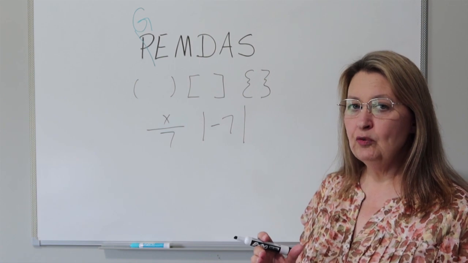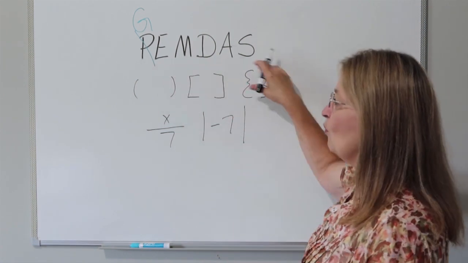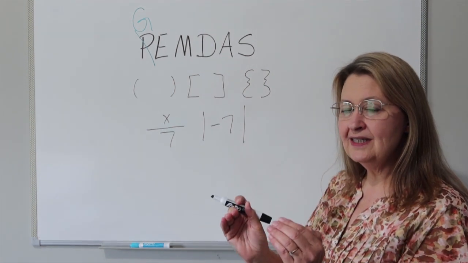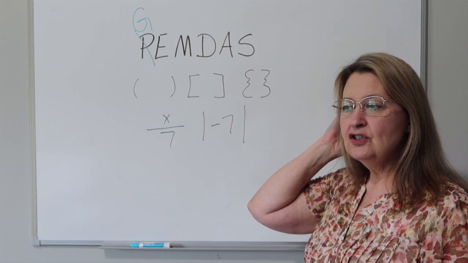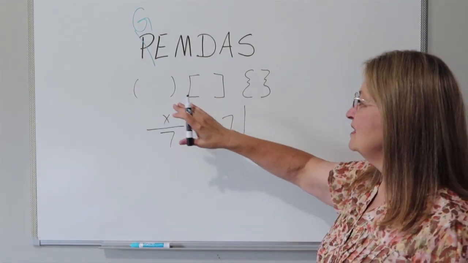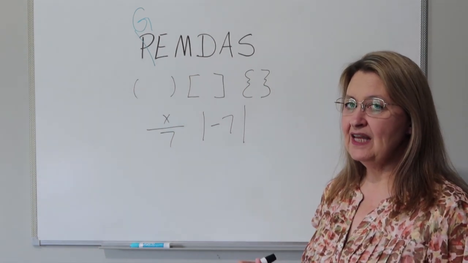Now within the grouping symbol, like within the parentheses, you're going to perform these in this order. So that's all it means. You start inside and you work your way out. So you're going to locate your grouping symbols. Now, parentheses, brackets, braces, they're all the same. They all have the same weight.